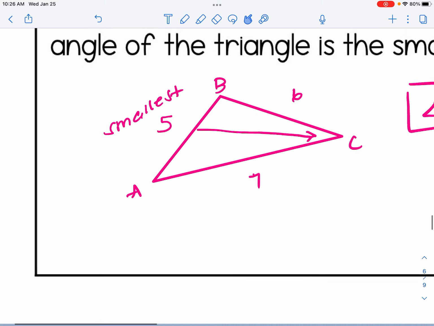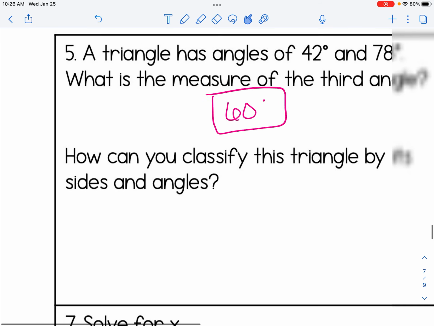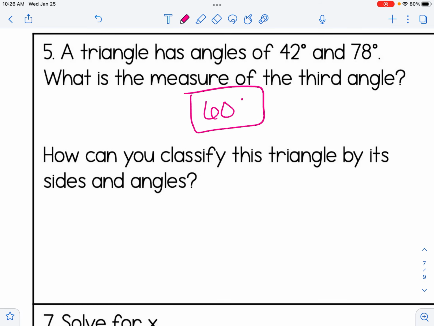It might be easiest to start with the angles. I see that all 3 angle measurements are less than 90, therefore they're acute. So this must be an acute triangle. Since they are all different values, 42, 78, and 60, none of them are equal to one another. Since none of the angles are equal, none of the sides will be equal, and therefore this triangle is scalene.